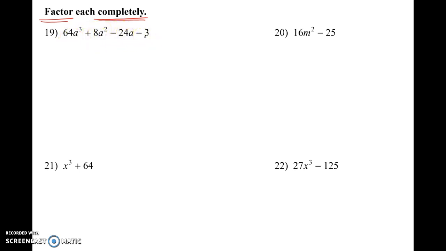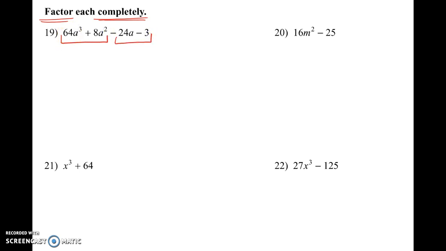And I ask myself, does 2 go into all of these? No. Does 3 go into all of these? No. And I don't really have to check anymore because the smallest number I have is 3. So I know it's not going to be anything bigger than that. So since there's 4 terms, I'm going to go ahead and group these. So I group the first 2 and I group the last 2.